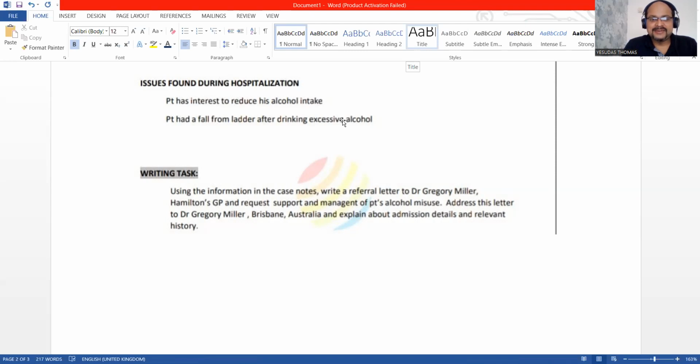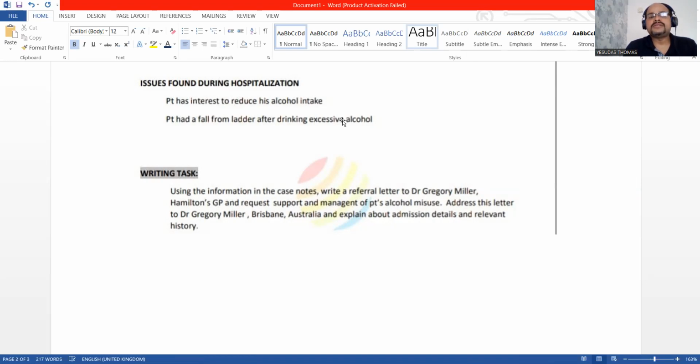Today we are going to discuss the case note of Mr. Philip Hamilton, an alcoholic who is willing to reduce his alcohol intake. This letter is written to the general practitioner of Mr. Hamilton, Dr. Gregory Miller, who has to provide support and management for Hamilton's alcohol misuse. So this is what we are going to see.